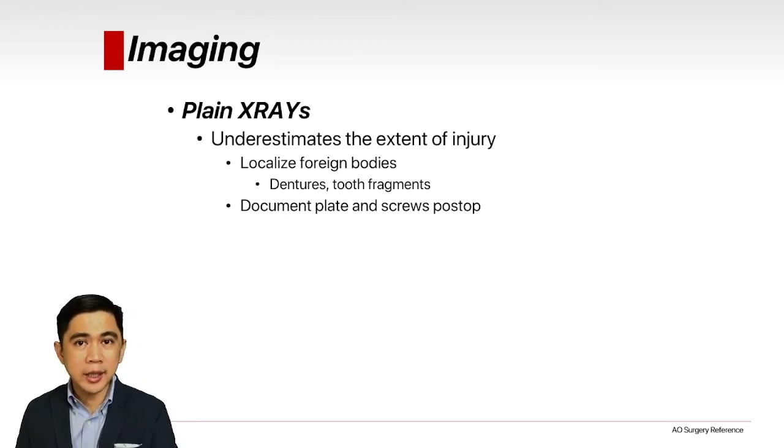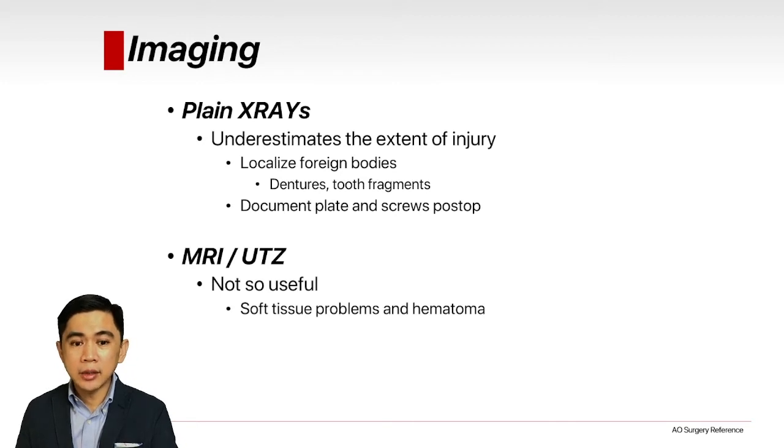How about MRI or ultrasound? MRI and ultrasound better detect soft tissue problems but not bone. So it is not so useful in fractures. However, it can detect soft tissue problems like problems in ocular muscles or hematoma.